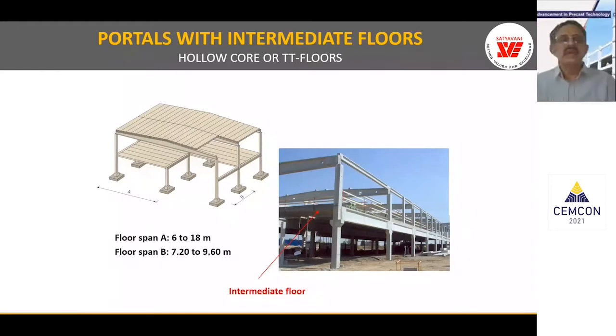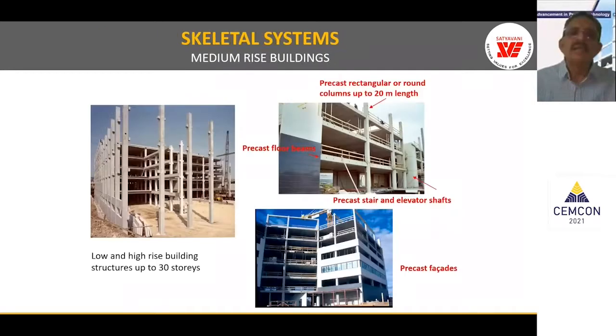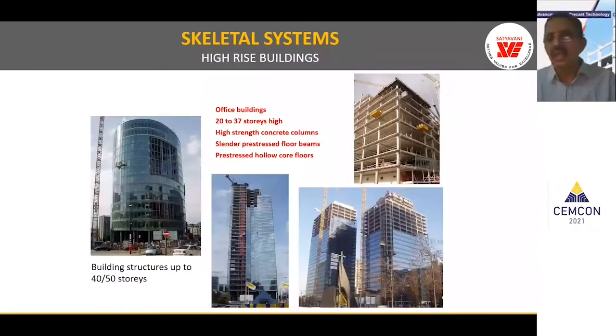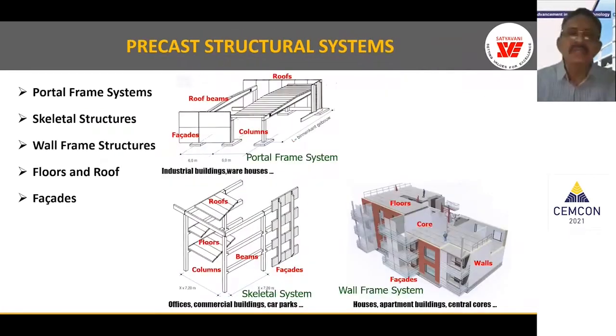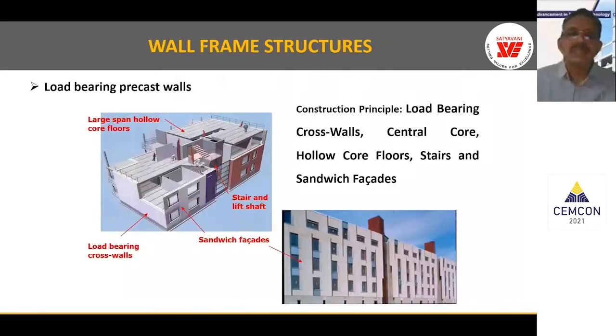And as for structural systems, we actually have many types of structural systems and framings we can do in precast, starting with the hollow core and intermediate floors. And then for medium rise buildings, we go for skeletal normal framed systems. And high-rise buildings also, we can go with skeletal systems. At least I'm aware of 40 to 50 story buildings being done in precast. And precast structural systems with portal frame systems, skeletal structures, wall frame structures, floor and roof systems, and facades. Facade alone can be precast also, like you can see in this drawing.